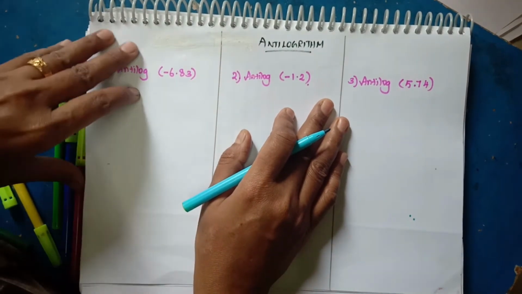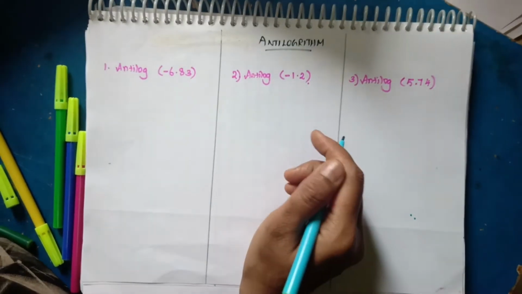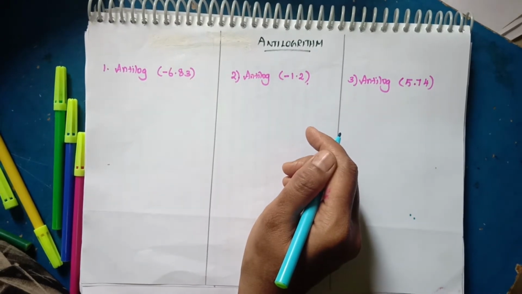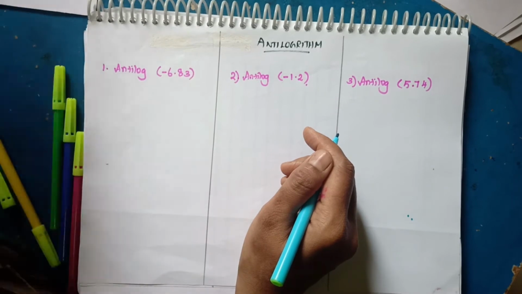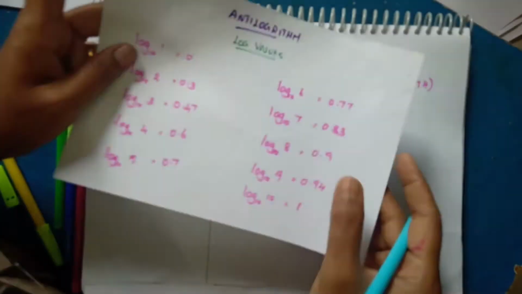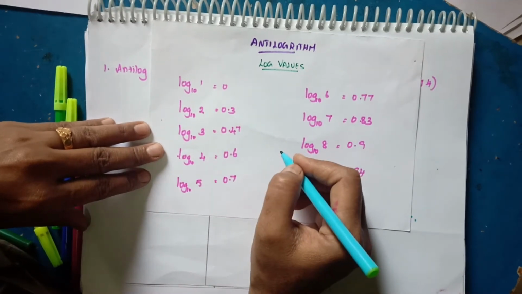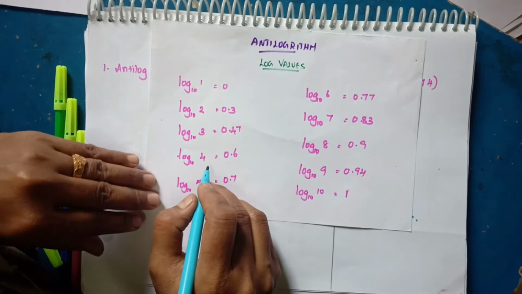So how to use the anti-logarithm? For the anti-logarithm, we have to memorize certain values. Without memorizing certain values, we cannot do the anti-logarithm. What those values are, we will come to know. Even for log itself, I have told you that some values we have to memorize. One day I gave you some 5 log values, and with those 5 log values, we can develop the other values also.